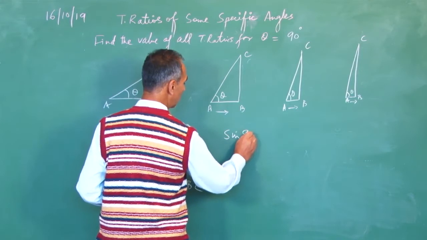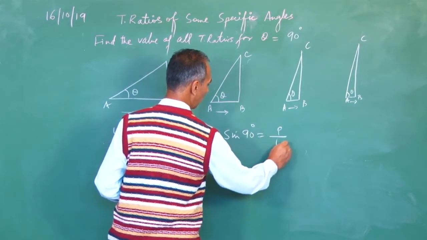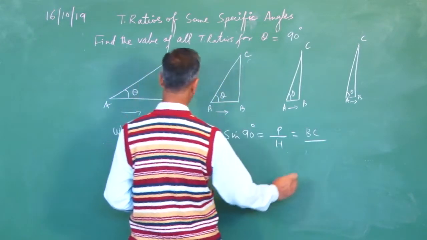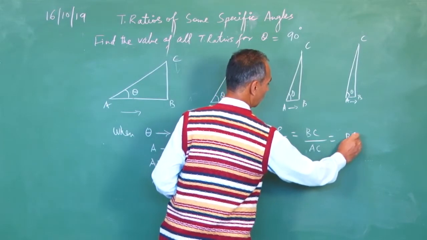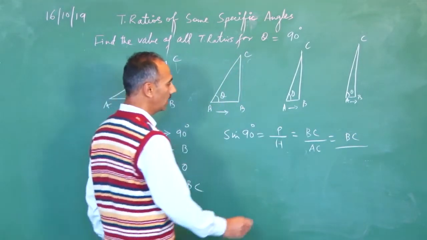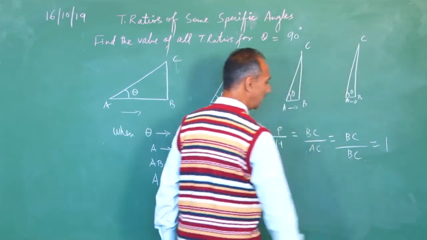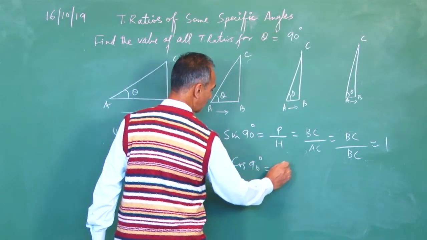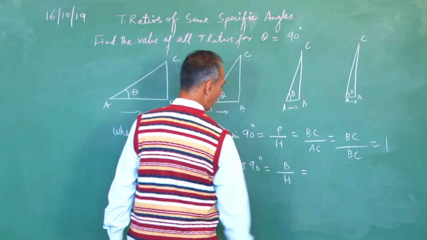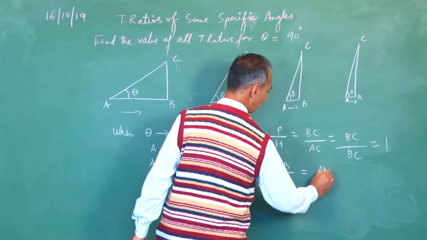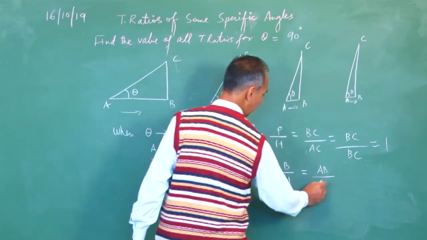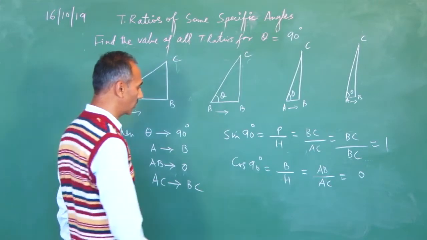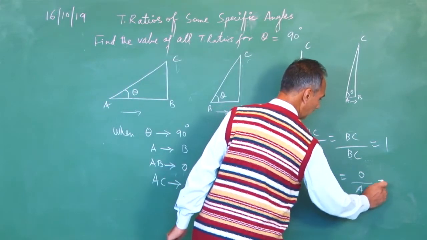So what is sine of 90? Sine is perpendicular by hypotenuse. My perpendicular is BC. My hypotenuse is AC. But what is AC? AC is approaching BC. So this is 1. So sine 90 is 1. What about cos of 90? Cos is base upon hypotenuse. Base is AB, hypotenuse is AC. AB becomes 0 because A is approaching B. AB approaches 0. 0 upon AC, 0 by any number is 0.